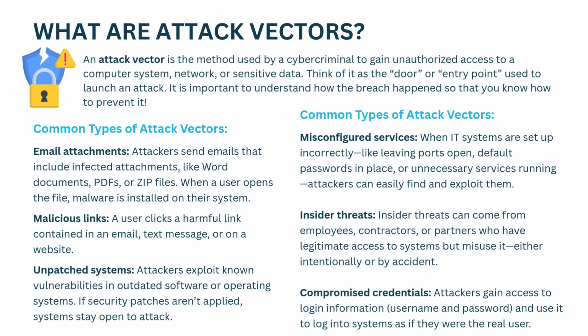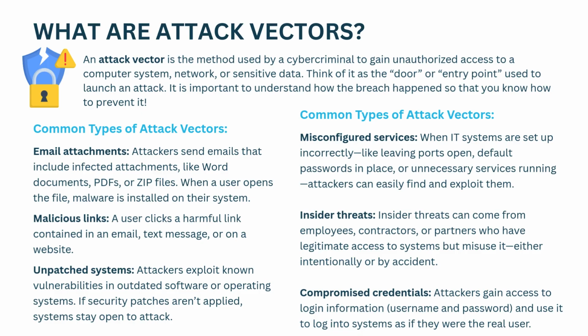First, email attachments. Hackers love to send infected files disguised as documents or PDFs. Clicking them can silently install malware. Malicious links work the same way. One click can redirect you to a dangerous site. Then we have unpatched systems. When updates aren't installed, known vulnerabilities stay open for hackers to exploit. These are some of the most frequently used paths into a system.